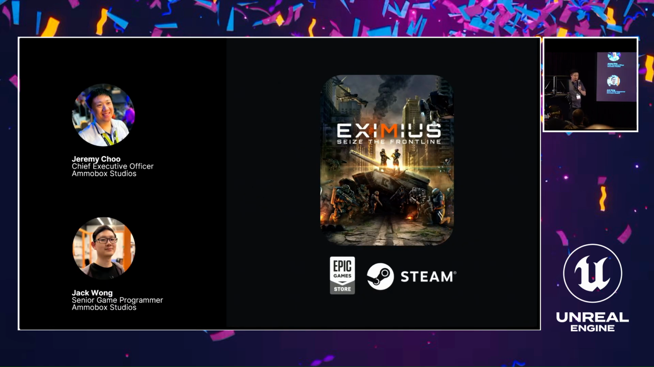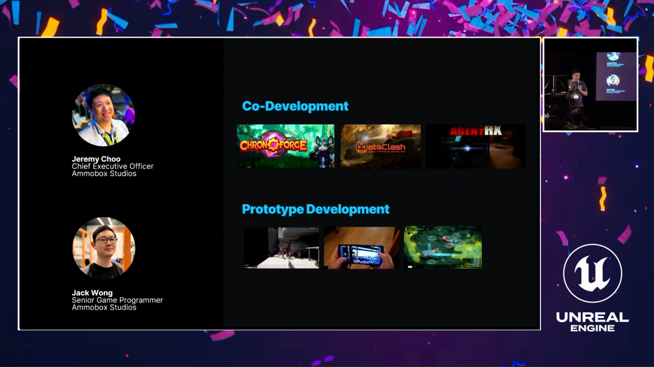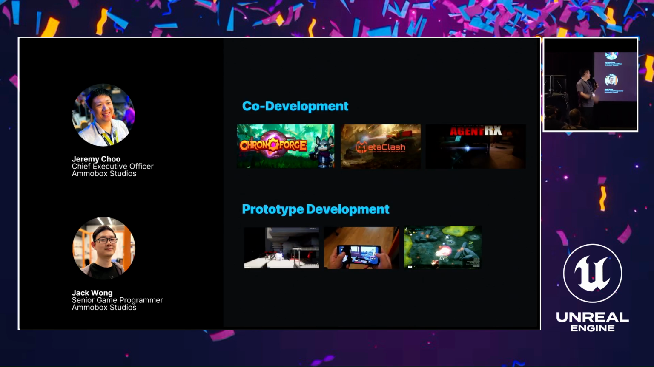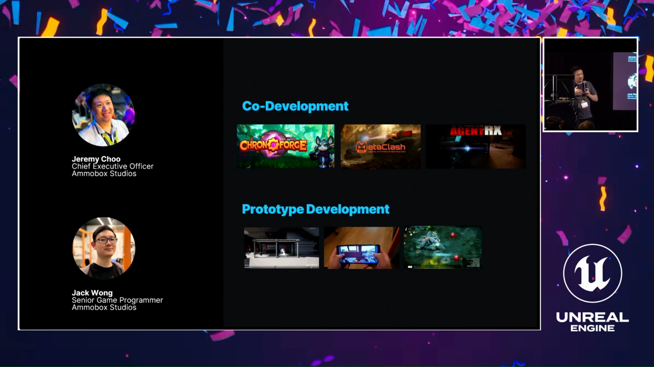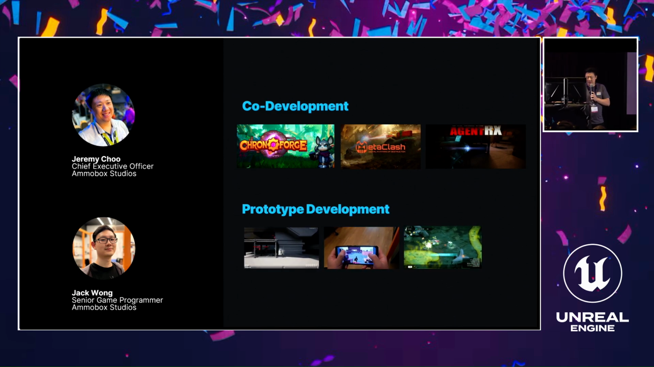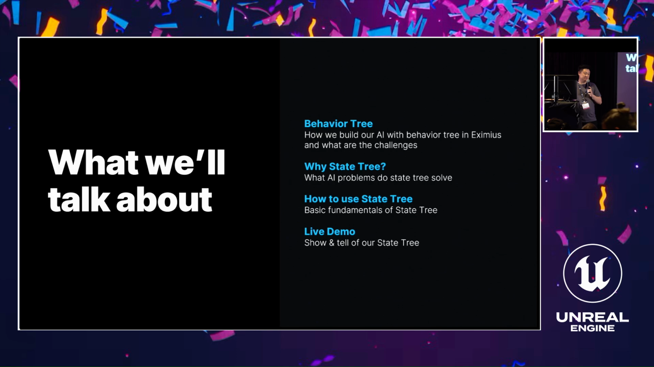We worked on Eximius: Frontline. Myself as a technical director, and Jack does a lot of the gameplay elements. We both do some parts of the AI. Most of our projects are multiplayer session-based, and we also have a few other new titles in the pipeline. We also do work for hire, code development, and prototype mechanics development. Most of our work is primarily Unreal Engine, right?